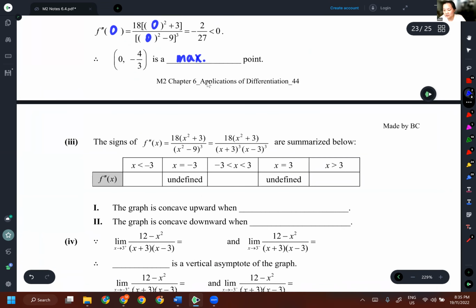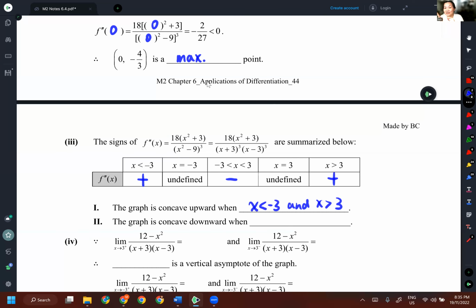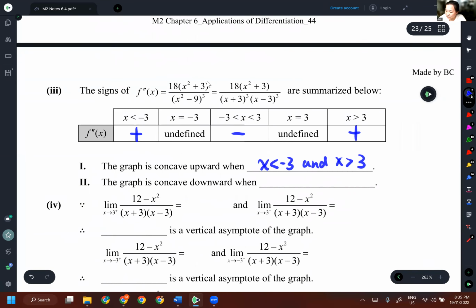Moving on, second derivative. To find the second derivative, I will further factorize, and I found no 0 point, but it's undefined at 2 points. So I want to check for the concavity. Negative, negative, positive, positive, positive, negative, positive. So it's concave up when x is smaller than -3 and x is bigger than 3. When you answer concave up, concave down, you don't include -3 and 3 because they're undefined. You can't include them. And the concave down is between -3 and 3.